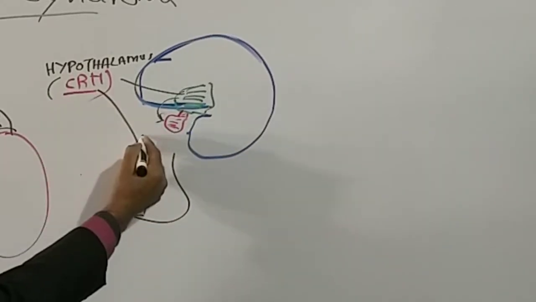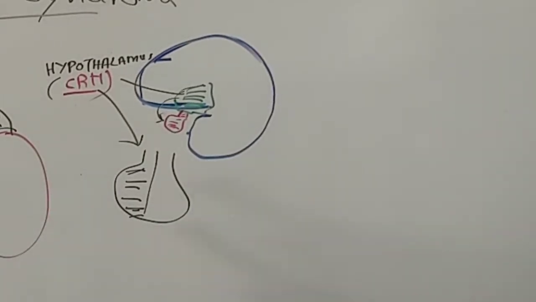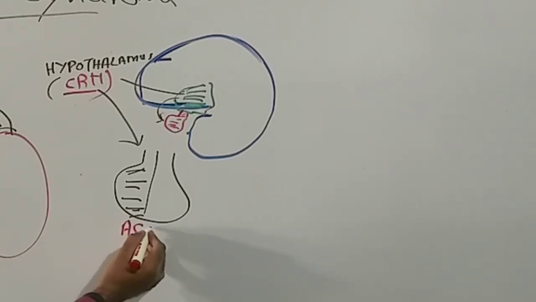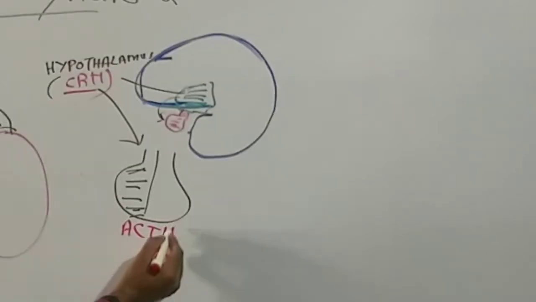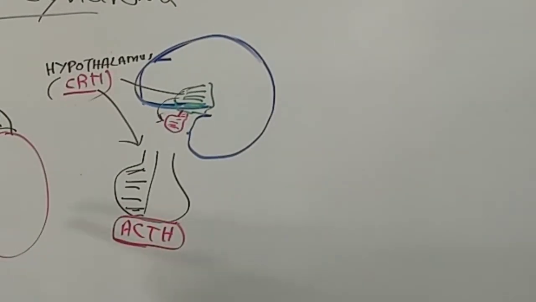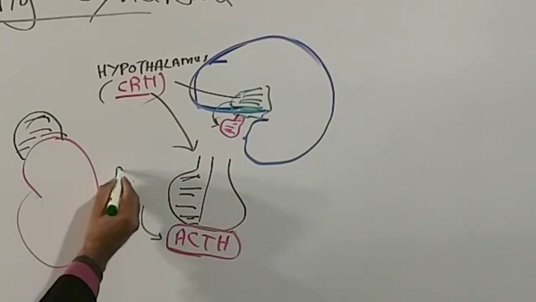This CRH acts on the anterior part of the pituitary gland, and here it causes the formation of adrenocorticotropic hormone, ACTH. There is a precursor of it which we call pro-opiomelanocortin.